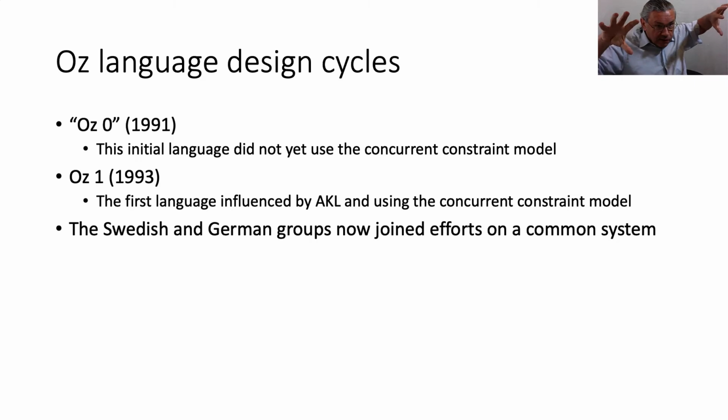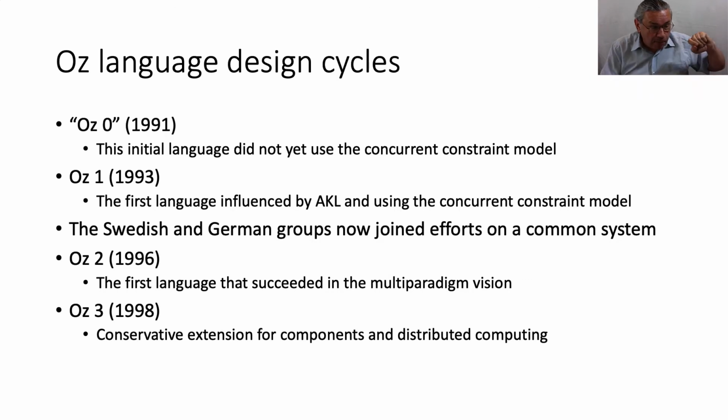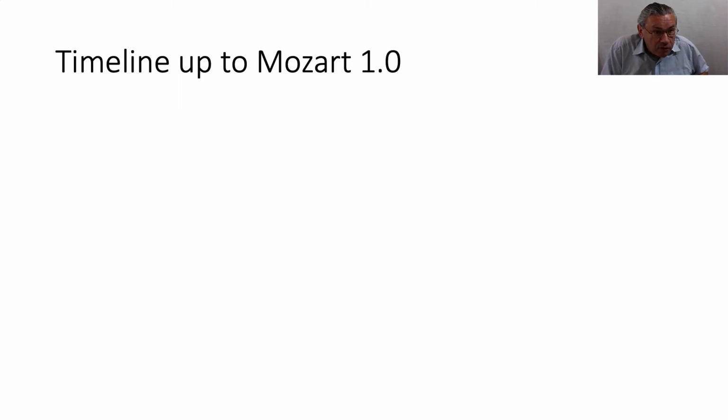And at that point, the Swedish and German groups joined together to increase their critical mass, and they started working on a common system. And this led to the Oz 2 language in 1996. So this was actually the first really true Oz language that succeeded in the multi-paradigm vision. And then up to 1998, this language was extended for practical programming, adding components and support for distributed computing. I can give a more detailed timeline up to the first release of the major system called Mozart 1.0.